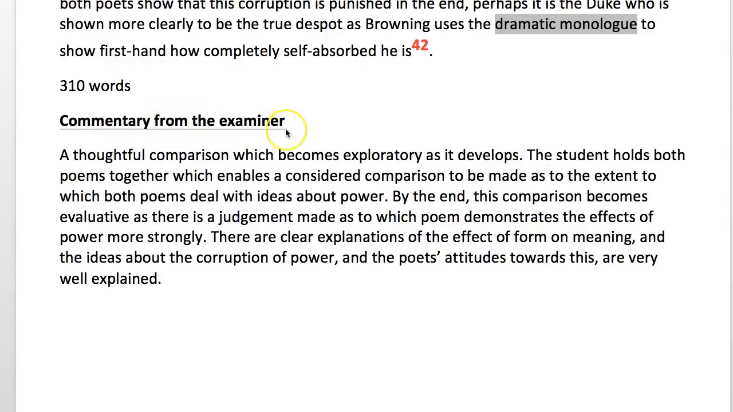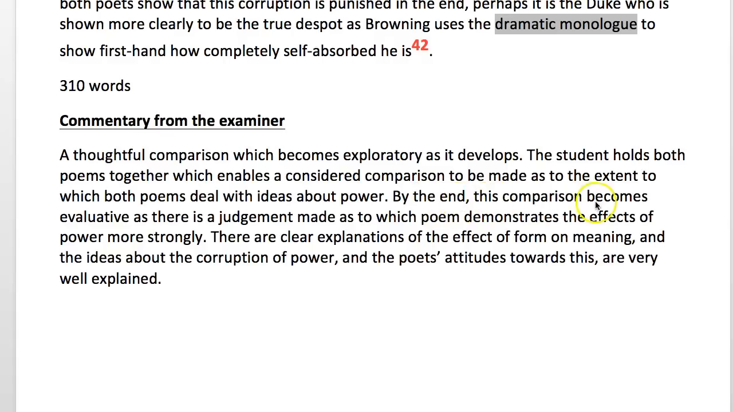Okay, let's first look at what the examiner says about this 310 word answer, because it shows us what the examiner's actually thinking they're looking for. So, a thoughtful comparison. So your first job is to compare, which becomes exploratory as it develops. So the word develops there shows that they want you to be exploratory and explore ideas. The student holds both poems together, and I'll show you how they do that, which enables a considered comparison to be made. So all these are positive buzzwords: considered, exploratory, thoughtful, developed.